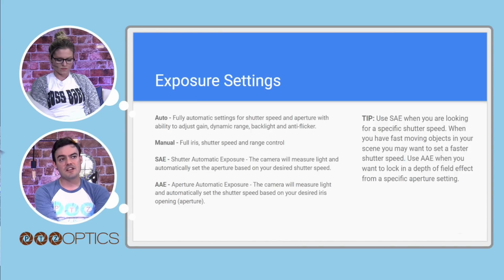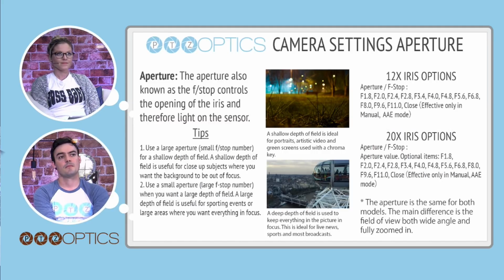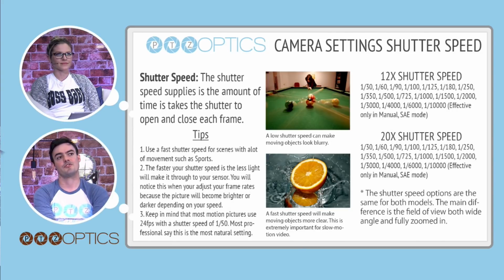We're not going to go into every exposure setting right now, but this is all available in the guide. Again, we're not going to go over everything in aperture, but aperture is also known as an f-stop. It's how much the iris opens, and there's a whole lot of tips in here for how to get really great depth of field using the aperture setting.